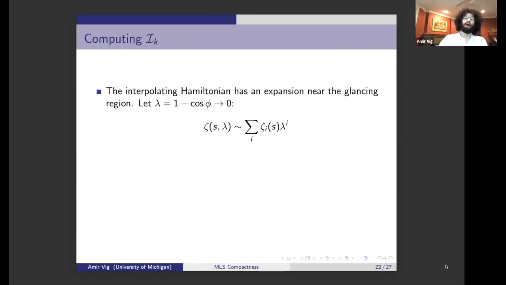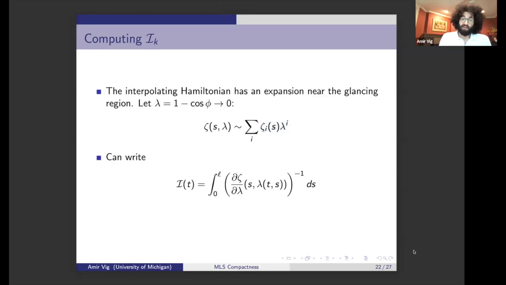Okay. So how do we compute these integral invariants? We can expand our interpolating Hamiltonian near the glancing region. Okay, so if we let lambda be 1 minus cosine of phi, as phi goes to 0, right, this means that your angle of incidence, or your angle at which the billiards emanate, is approximately tangent to the boundary. So 1 minus the cosine of that angle goes to 0. And here we're just writing a formal Taylor expansion of our interpolating Hamiltonian.